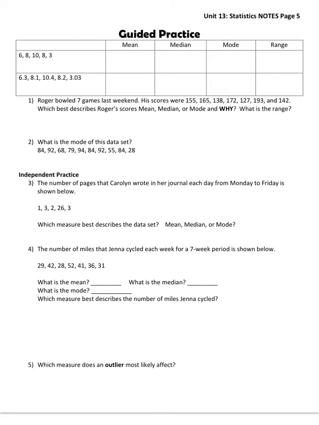Okay, so you complete this page and check it using the key online or come back and see your teacher. Remember, to find the mean, you add up your numbers and then divide by how many numbers there are. To find the median, put them in order from least to greatest and choose the middle number. Mode's the one that repeats. Range is largest minus the smallest.